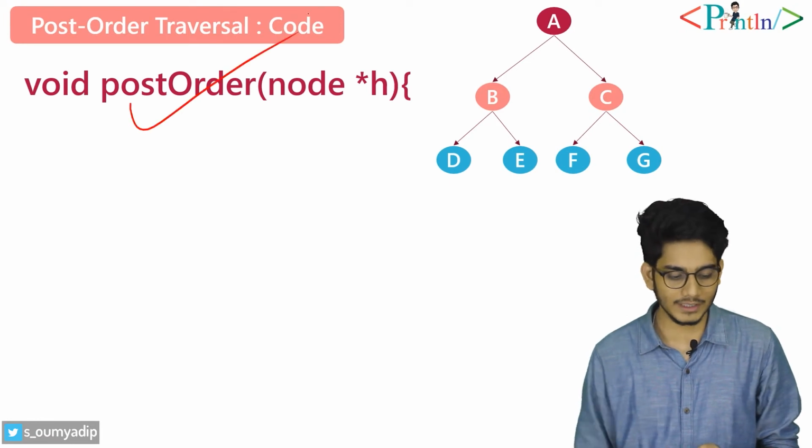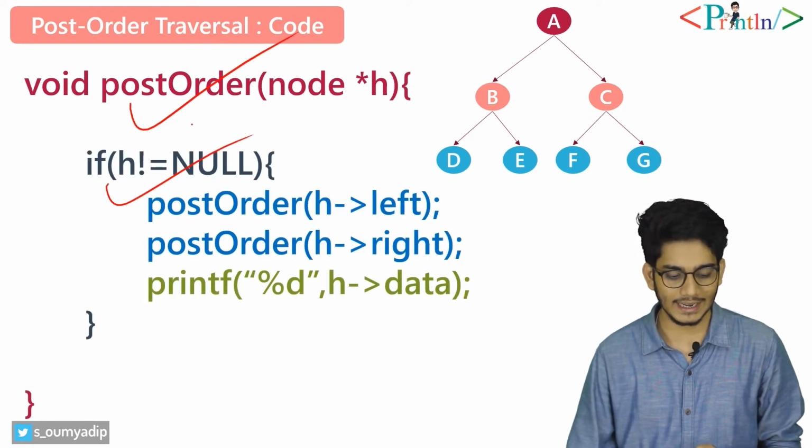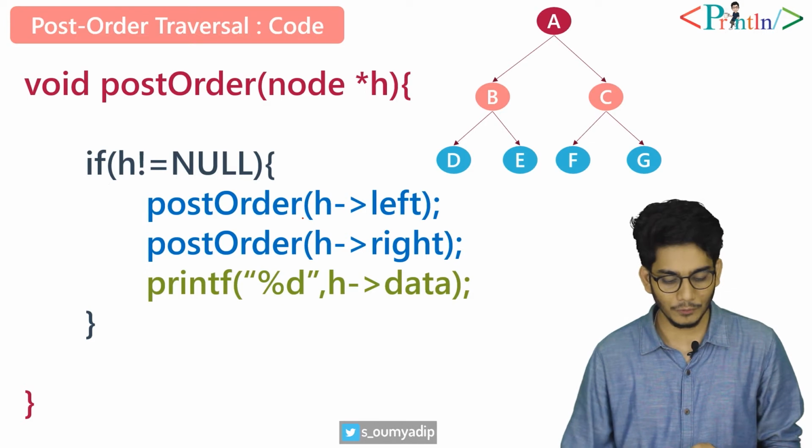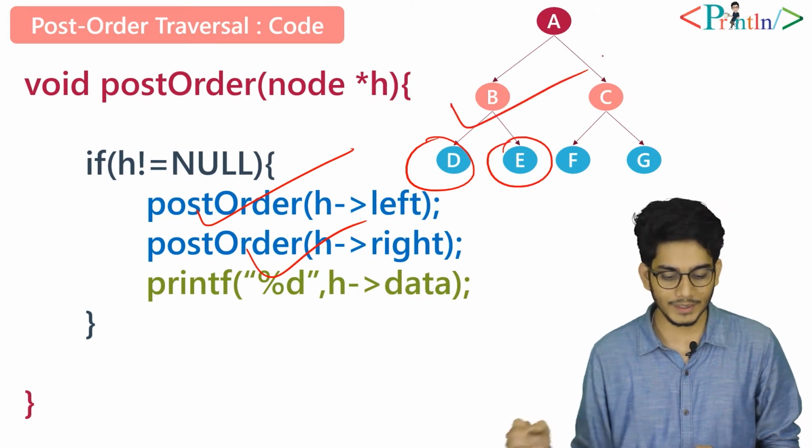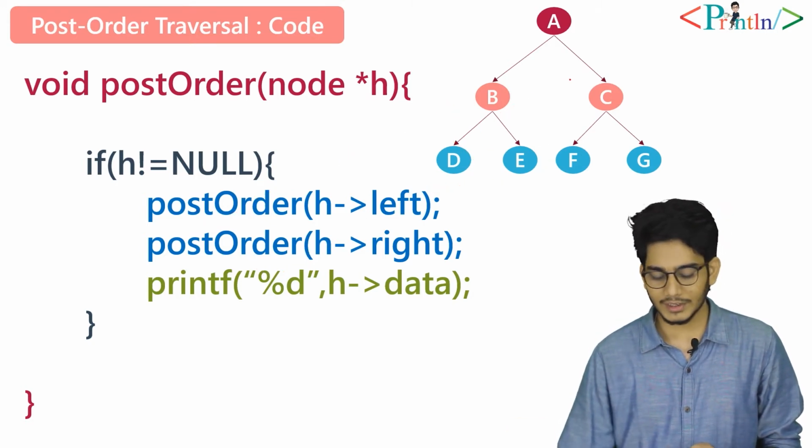We have declared a function called postorder. At first we check whether h is null or not. Then we recursively call the postorder function with the left node. Then we recursively call the right. At last we print the root. So let me write on this.